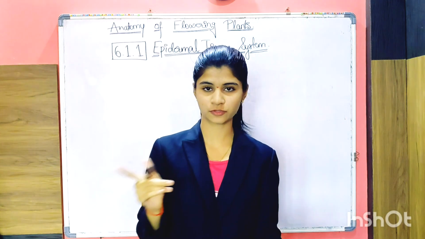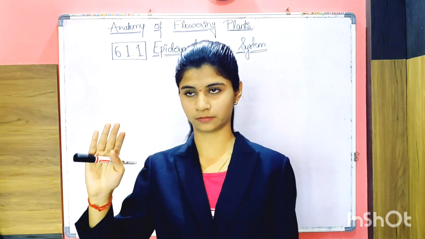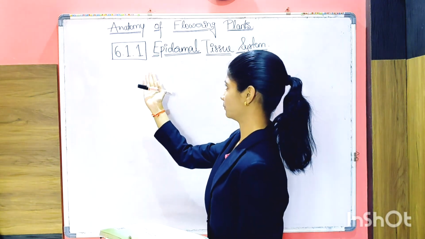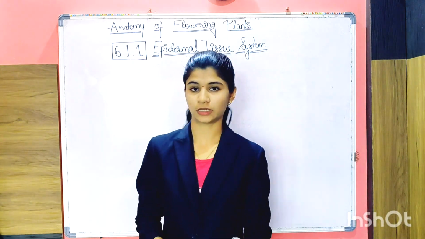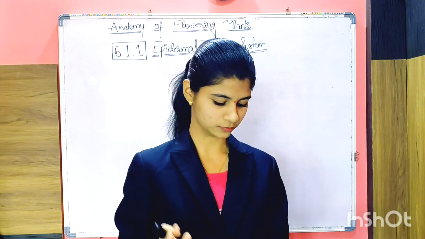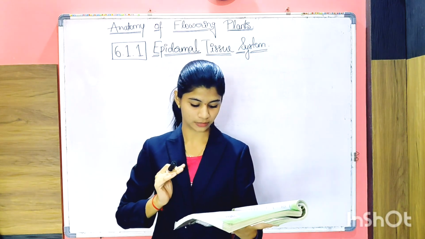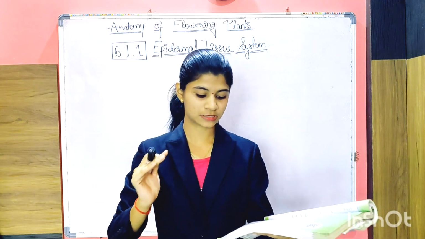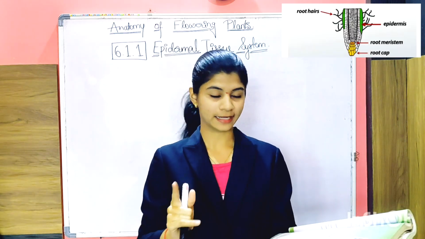Okay, so as I was telling, epidermal is the outer part of the plant body. Coming to 6.1.1, the epidermal tissue system. In this, we are going to learn about the epidermal cells in the whole plant body. The epidermal tissue system forms the outermost covering of the whole plant body and comprises epidermal cells, stomata and the epidermal appendages, which are trichomes and hairs.